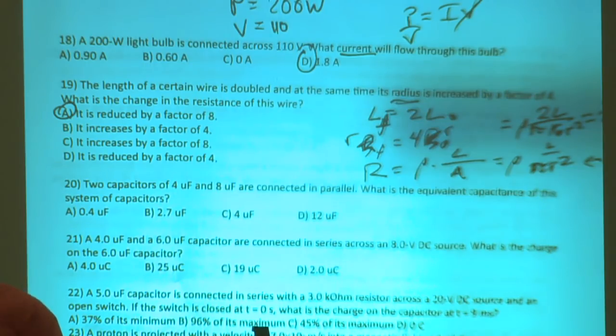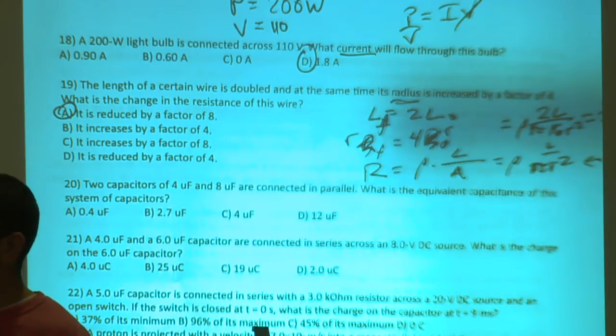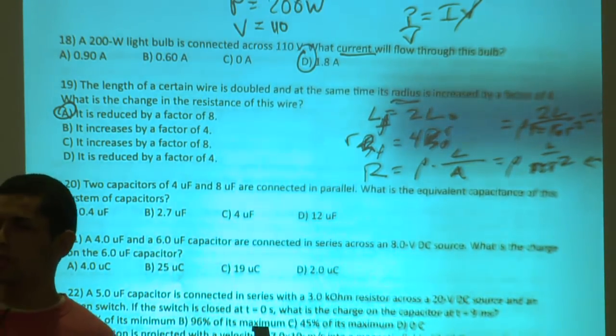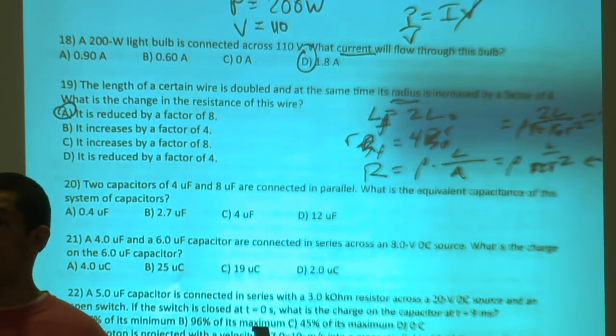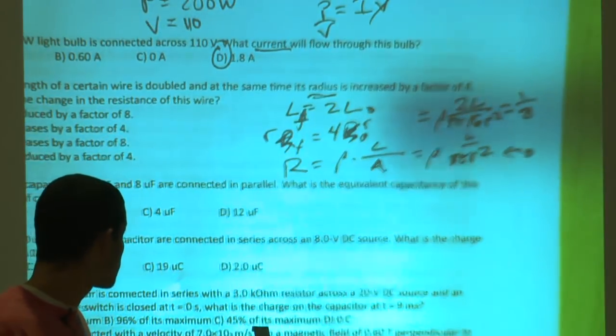Rho is resistivity, so that's a number or value given by the material of the object. Any problems that ask you about this will usually give you the resistivity or ask for the resistivity.